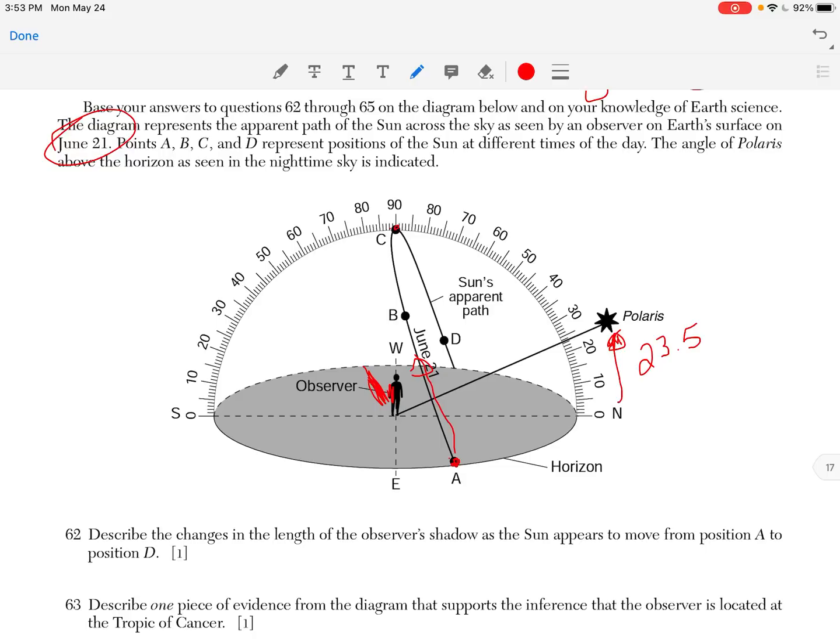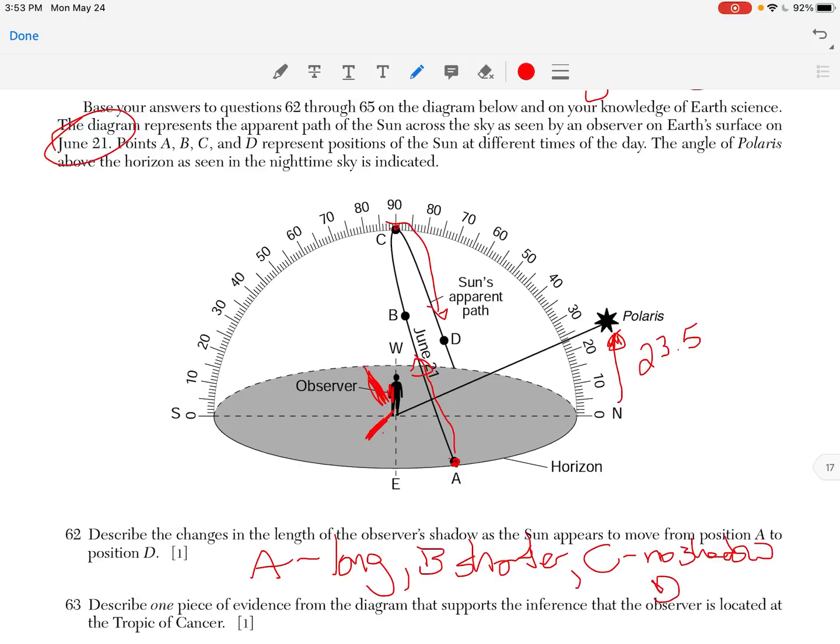And then back at D again, when it comes back down the other side, he's going to have a shadow pointing over here that's kind of long. Okay, so it will start off at A, very long, a long shadow. And then at B, it'll be shorter. And then at C, no shadow. And at D, it will get longer again.